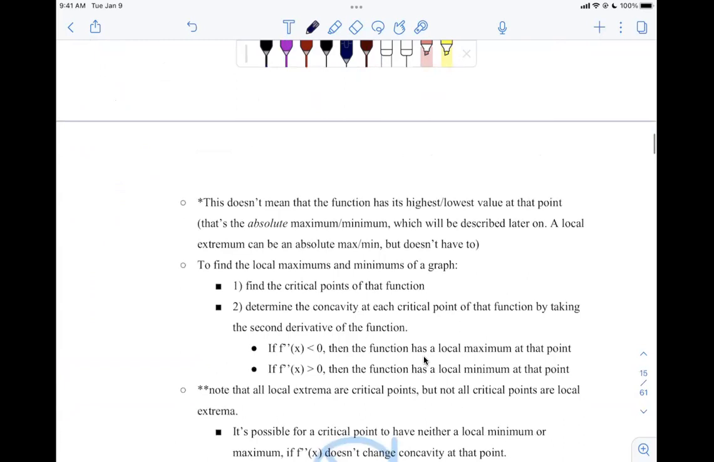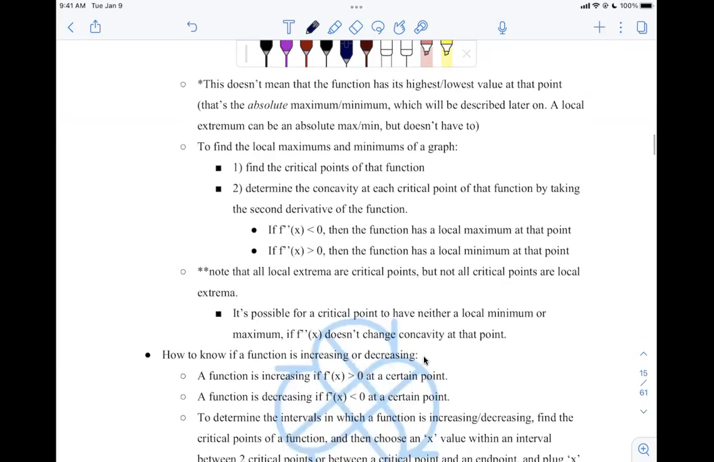A point of inflection is a point where the second derivative changes sign. So to find those, you just want to look for the point where the second derivative is 0 and check if it's changing sign. And that's the same as the concavity changing. Remember, we have our concave up and concave down, depending on the second derivative. Increasing and decreasing just depends on the first derivative. A function's increasing if the first derivative is positive, and decreasing if the first derivative is negative.